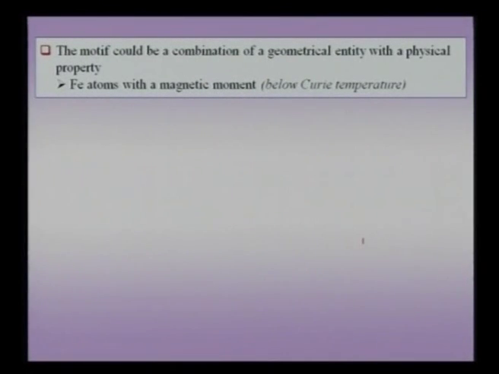And I had also pointed out that we could have a case wherein a motif could be a combination of a geometrical entity and a physical property. For instance, iron atoms with a magnetic moment below the Curie temperature would of course have atomic positions. In addition, each atom would have a magnetization vector, which would typically, within a domain inside the material, be aligned. So now I can describe the crystal in terms of just the atomic positions, but additionally I could take into account these magnetic moments and describe these crystals.